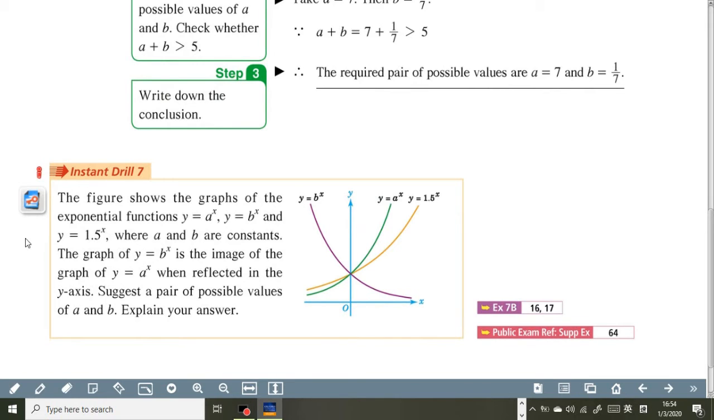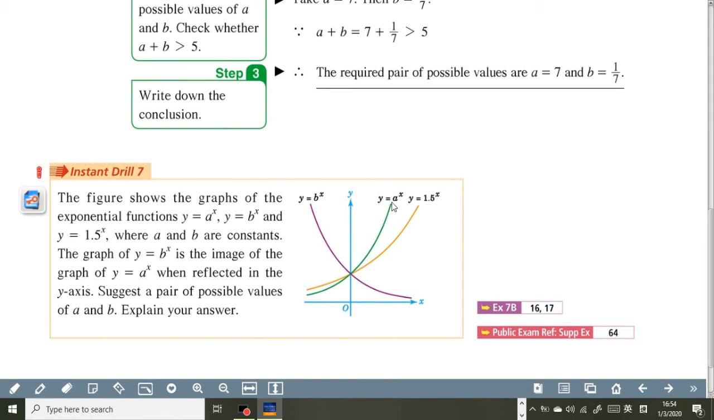So in these questions, you will have things like this. 1.5 to the power x is given. If you draw two rectangles, as I did before, we can find that a must be greater than 1.5. And because y equals b to the power x is the reflection about the y-axis of the graph of y equals a to the power x, you have another graph.